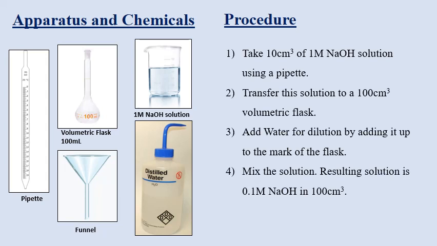These are the steps that we need to take in order to make this solution. Our calculation showed us that we need 10 centimeter cube of the stock solution to prepare this diluted solution. So using a pipette, we will take 10 centimeter cube of the stock solution, that is 1 molar sodium hydroxide solution. Then we will transfer this solution into a 100 centimeter cube volumetric flask or 100 milliliters volumetric flask. As I talked about before, centimeter cube and milliliter are the same thing.